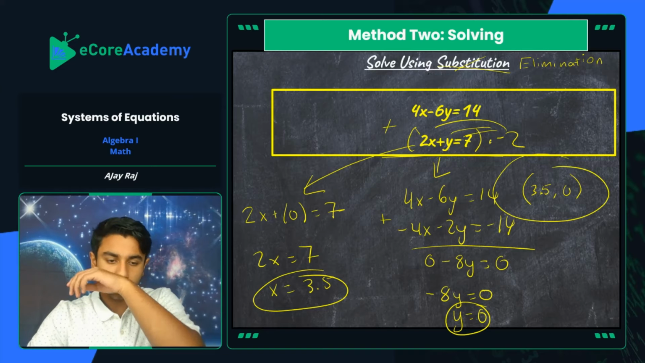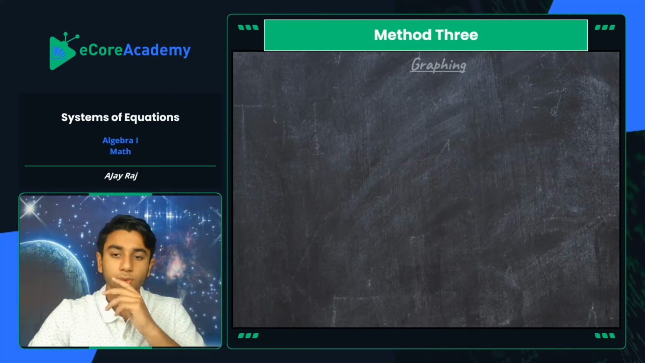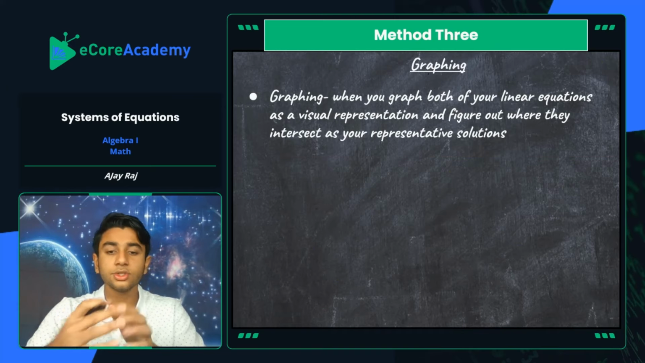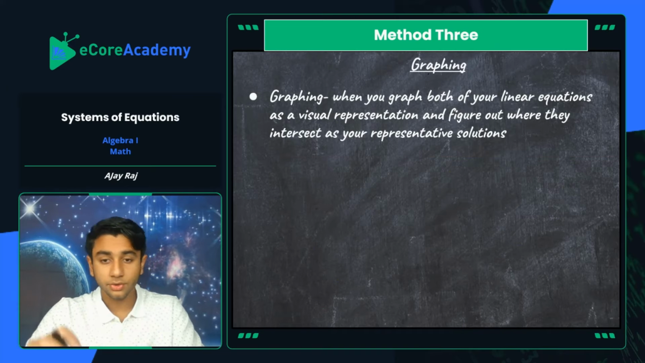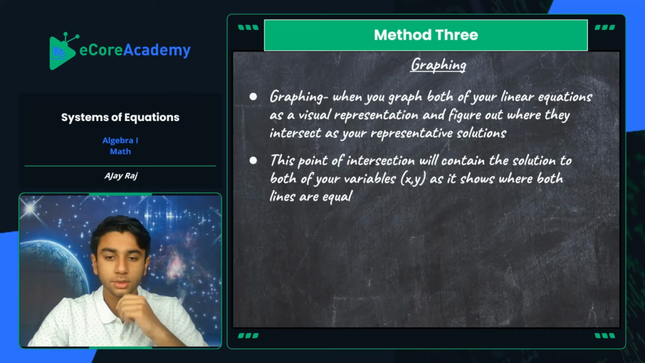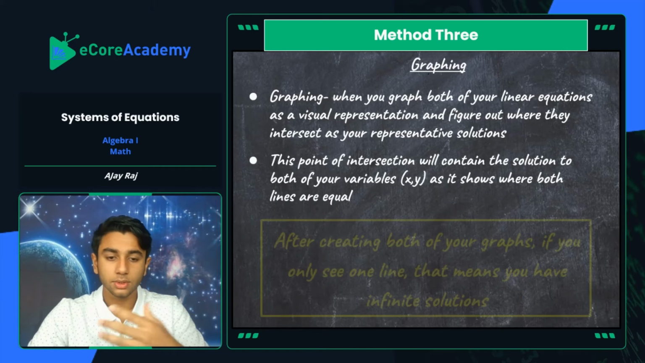All right, on to the final method, and this is going to be method 3, which is all about graphing, our last step. So when you graph both of your linear equations, you're essentially creating a visual representation, and this shows you how you figure out where they intersect as your representative solutions. So wherever your graphs are intersecting, that's going to be your solution set, because that's where the graphs are equal for the respective x and y values. So this point of intersection will contain the solution to both of your variables, as it shows where both lines are essentially equal to each other.